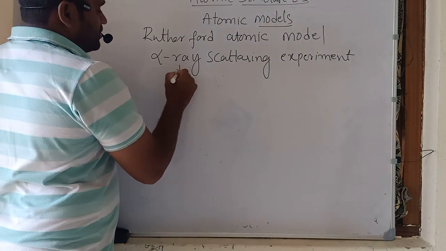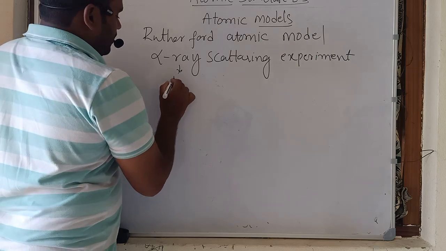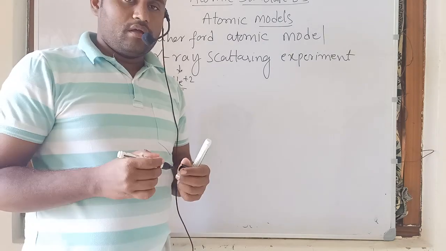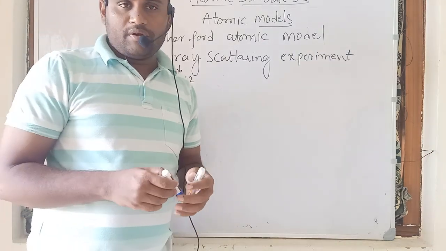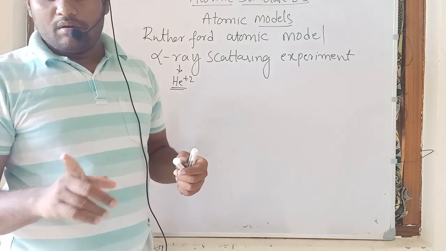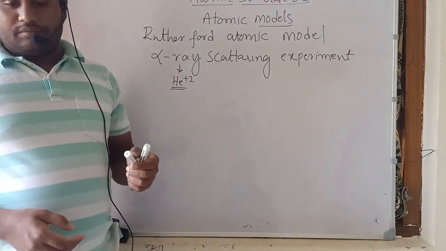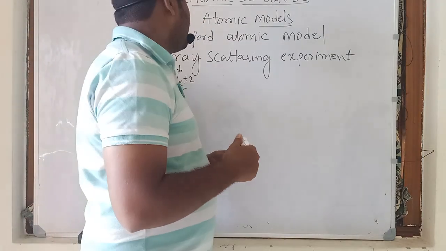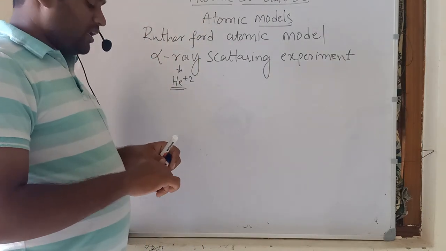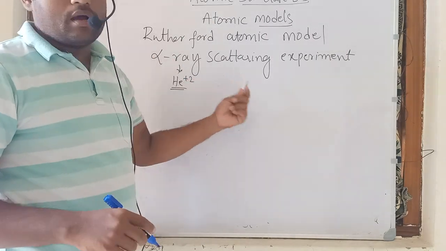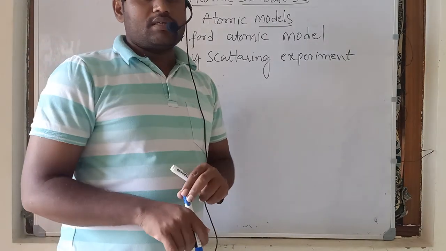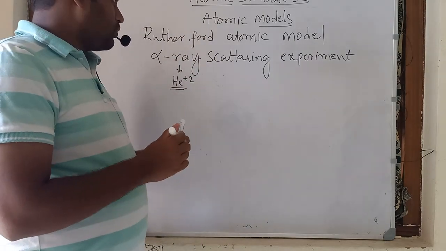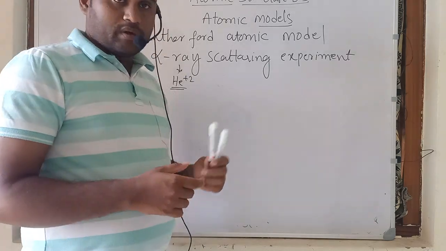See here, what is an alpha ray? An alpha ray is helium with a double positive charge. So by doing this experiment, he verified the Thomson atomic model. He performed this experiment along with his research scholars Ernest Marsden and Geiger, who gave support to Rutherford to perform this experiment.